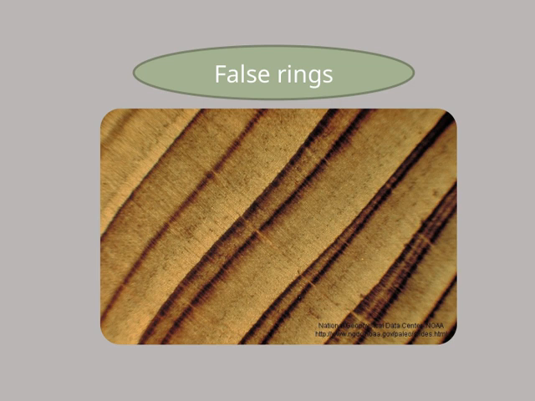Recognizing false rings is important because if we mistake them for true rings, we might get inaccurate data about the tree's age or the environmental conditions during its growth. So, understanding the difference between true rings and false rings helps us make more precise interpretations in dendrochronology. It ties into our overall theme of careful analysis and avoiding common pitfalls when studying tree records.